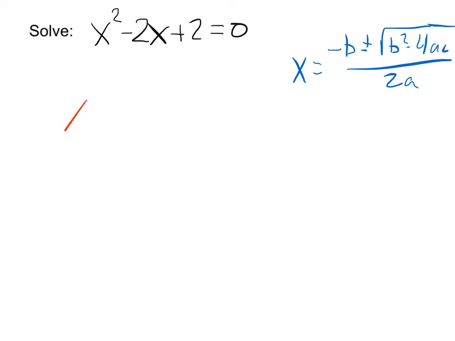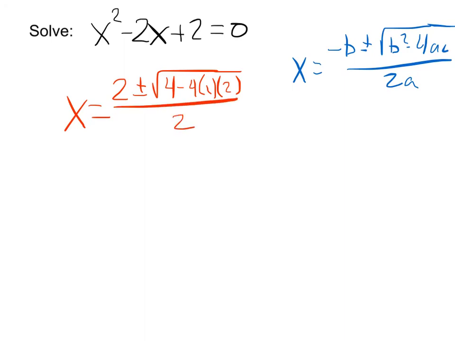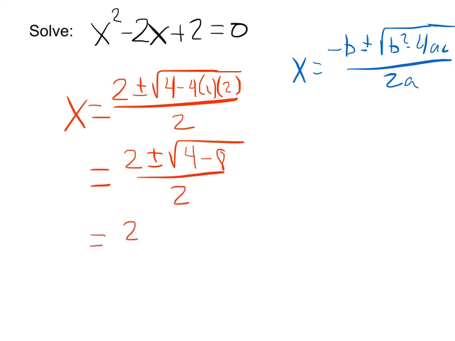Plugging in my values, x equals the opposite of b, 2, plus or minus the square root of negative 2 squared, or 4, minus 4 times 1 times 2, all over 2, which is 2 plus or minus the square root of 4 minus 8 over 2, 2 plus or minus the square root of negative 4 over 2, and here's where the difference comes in.